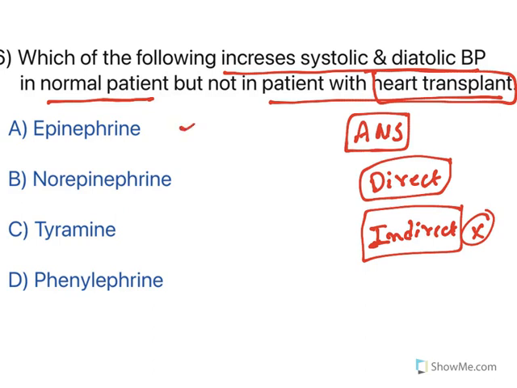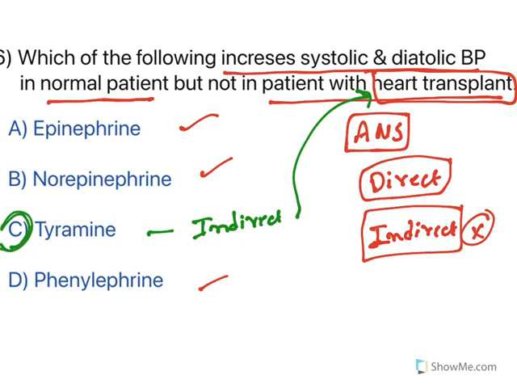stores of sympathomimetics like noradrenaline and adrenaline are not there. So out of these, epinephrine, norepinephrine, and phenylephrine will be directly acting on receptors, but tyramine is indirectly acting. It indirectly increases the release of stores of noradrenaline and adrenaline, and those stores are not there in a heart transplant patient. So option C, tyramine, is the correct answer.